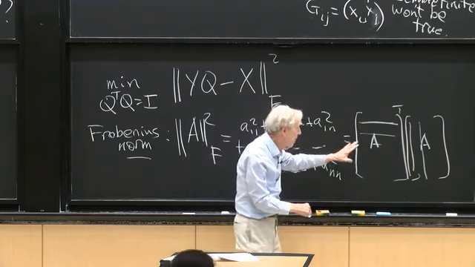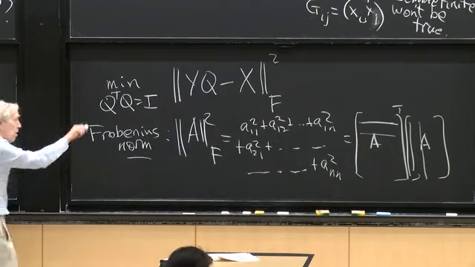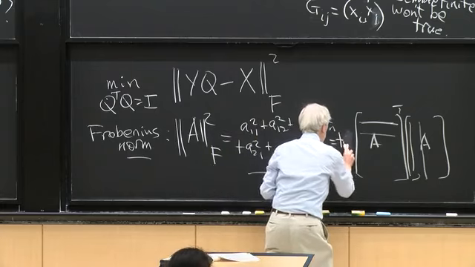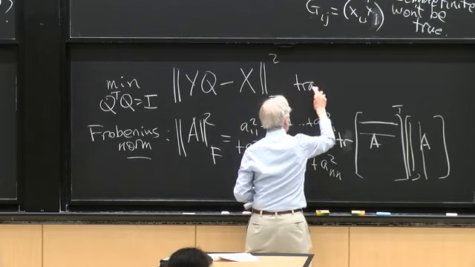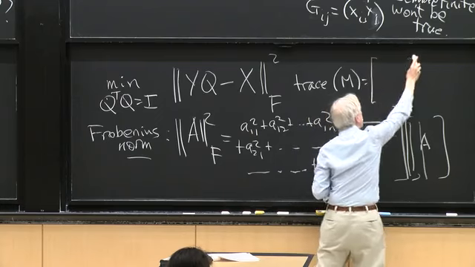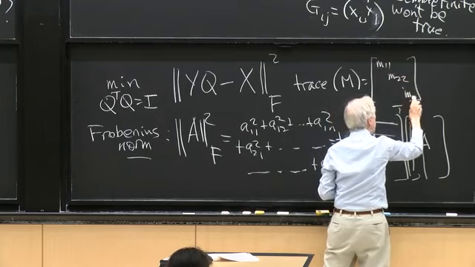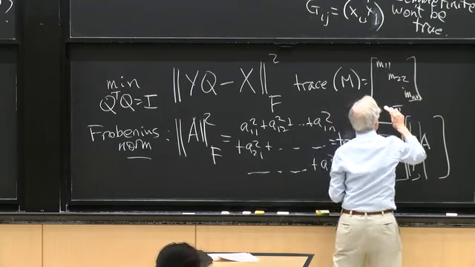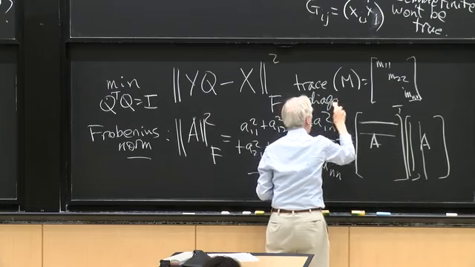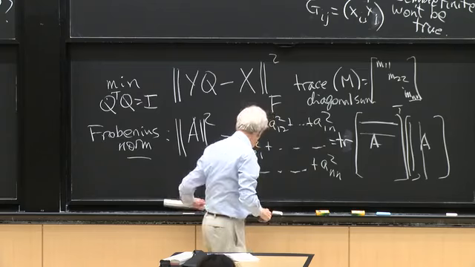So if I look at the trace, I just want to look at the diagonal here. You remember the trace of a matrix M is the sum down the diagonal, M11, M22, down to MNN. It's the diagonal sum. And everybody with me here now?